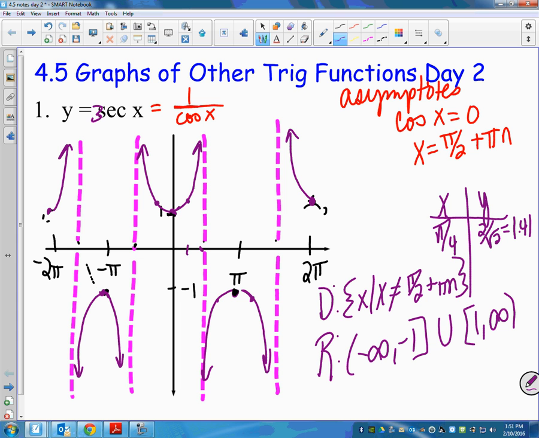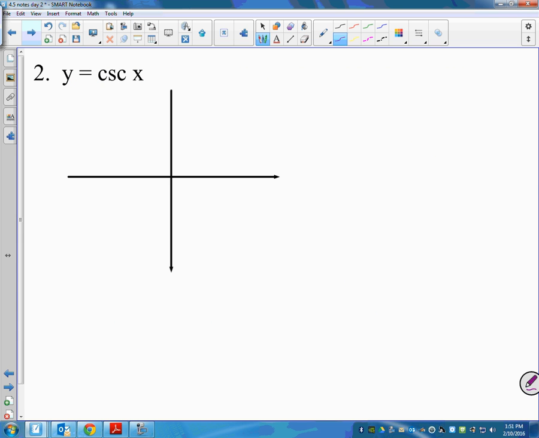Do you think cosecant's going to look similar? The asymptotes are going to be in different spots because cosecant has sine in the bottom. We can take the period, stretch it, but it's just knowing the shape there.